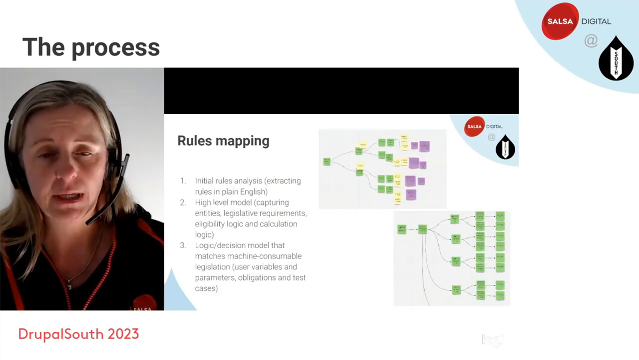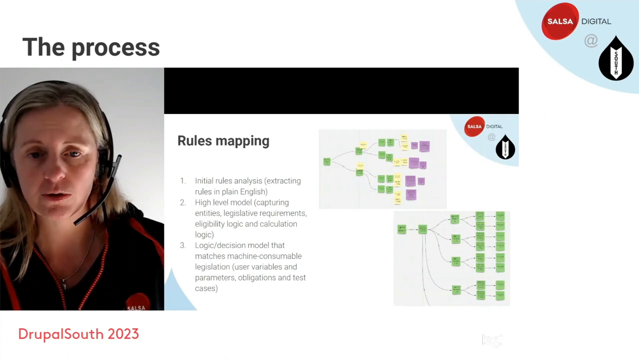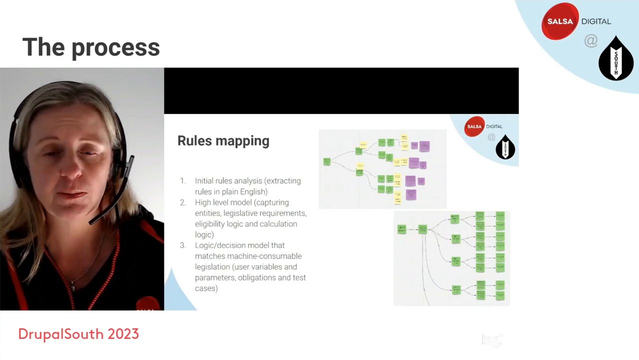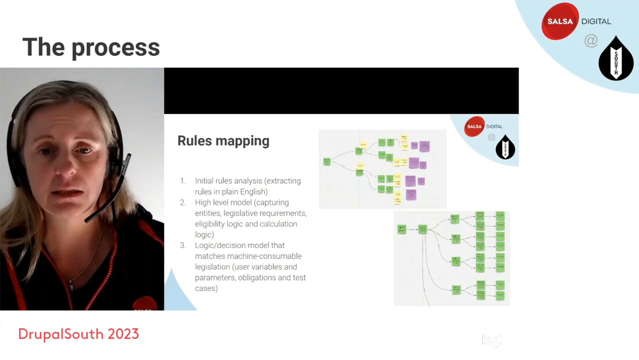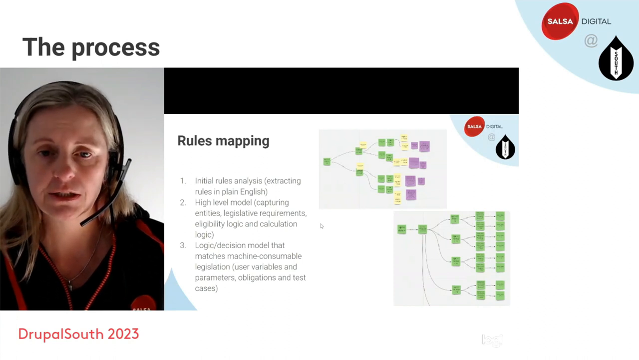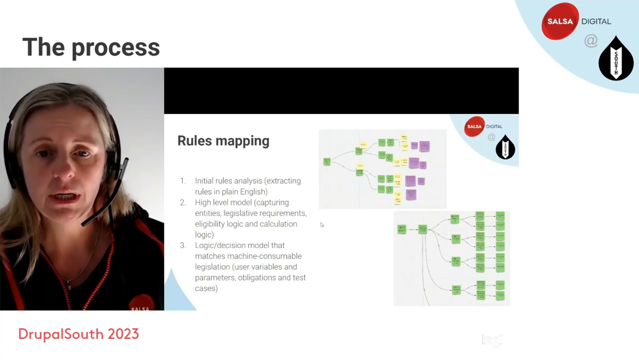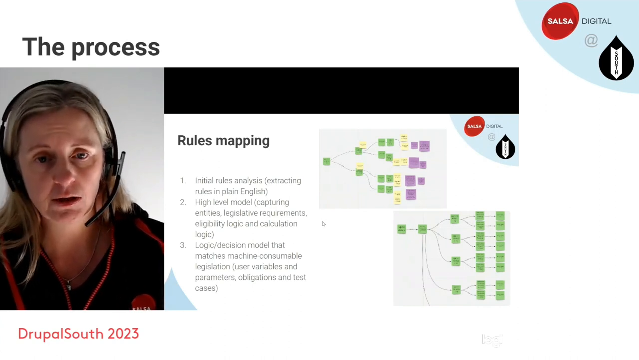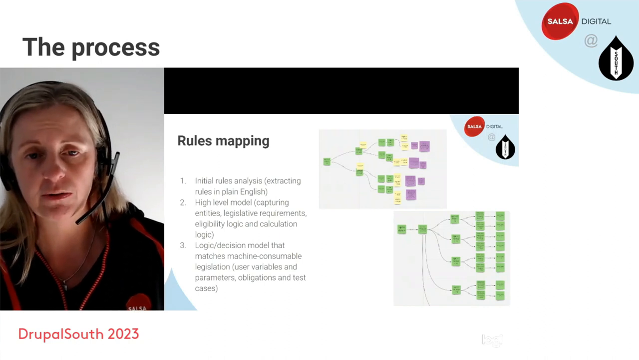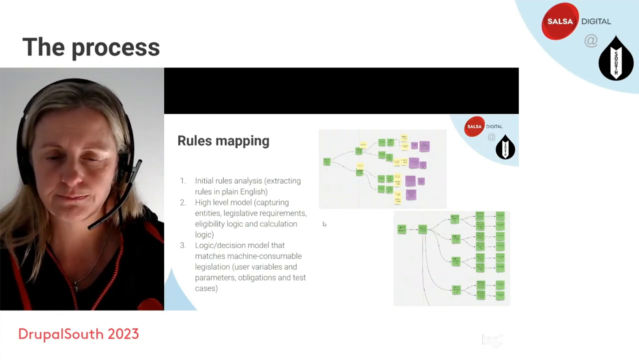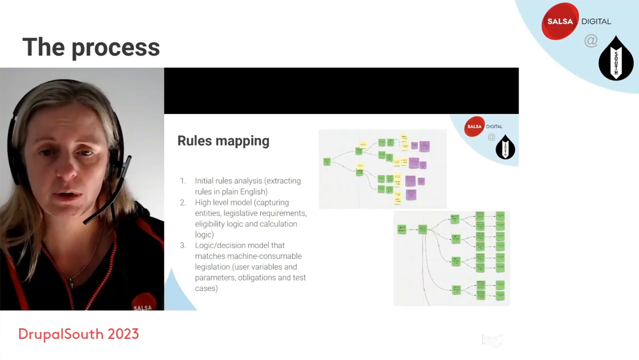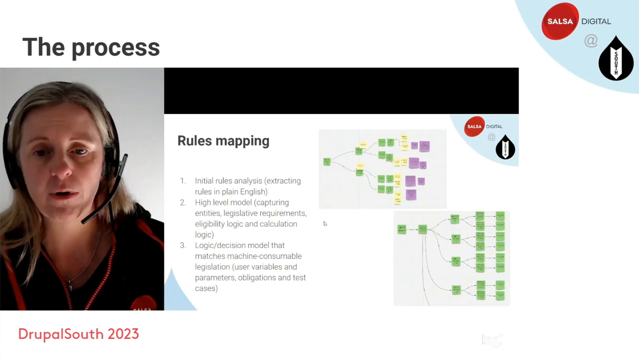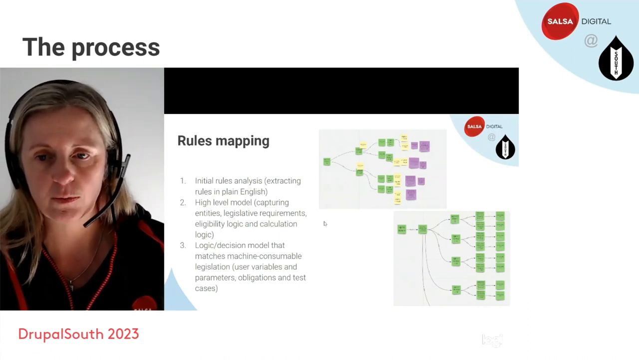In terms of the rules mapping, the initial part is really important because, traditionally, rules and legislation tend to be written in very complex language. So one of the first steps is to do some analysis and extract the rules in plain English. From there, we get a high-level model capturing the entities, legislative requirements, eligibility logic, and calculation logic, if you're talking about something like social security benefits where there's a figure involved. Finally, we create a logical decision model that matches machine-tunable legislation. It includes user variables and parameters, obligations and test cases as well.